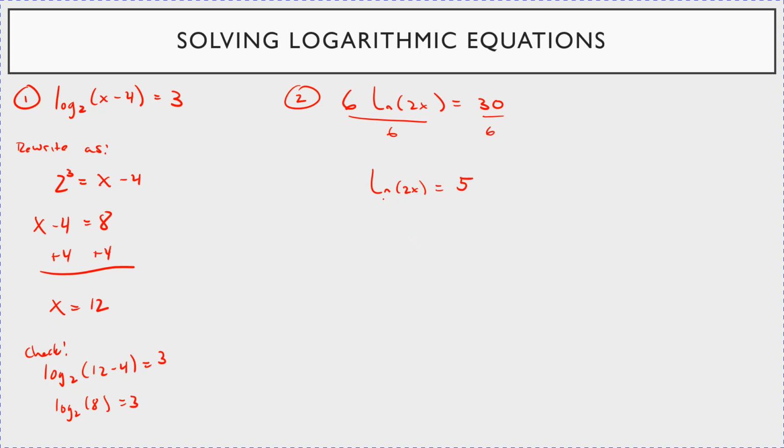So be careful here. What is the base of the natural log? Okay, the base of the natural log is e. So you would have e to the 5th power is equal to 2x. Divide this by 2, and you're just left with x is equal to e to the 5th power divided by 2. And if you plug this in here, it'll be a positive number, so it checks out.